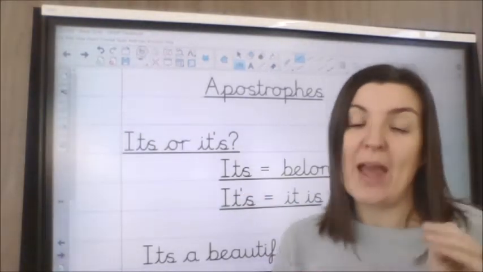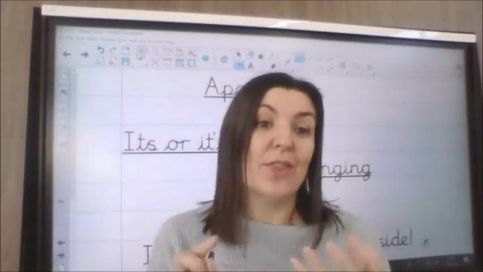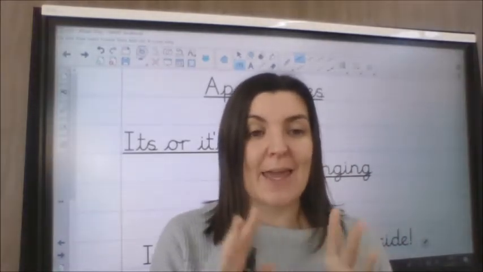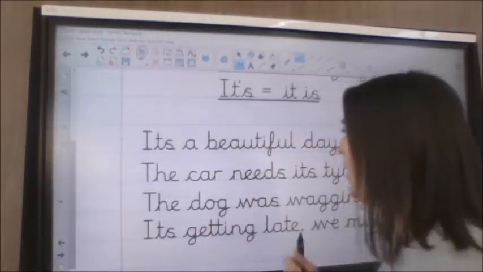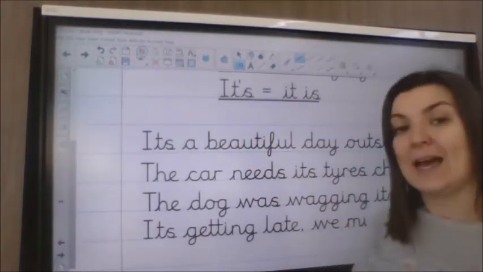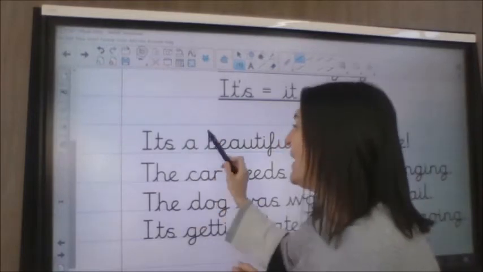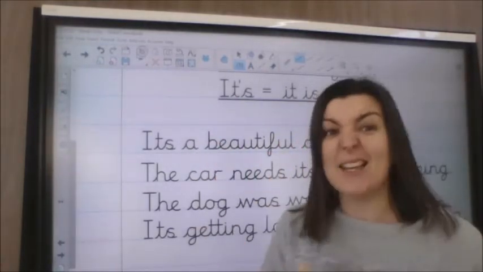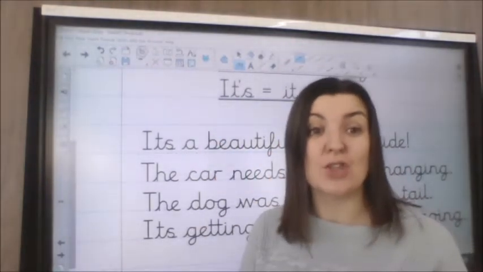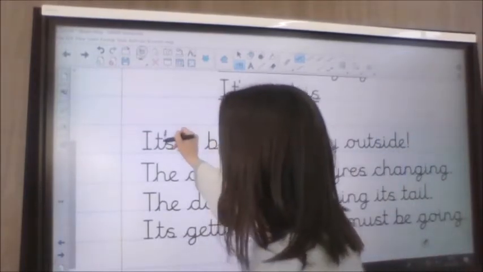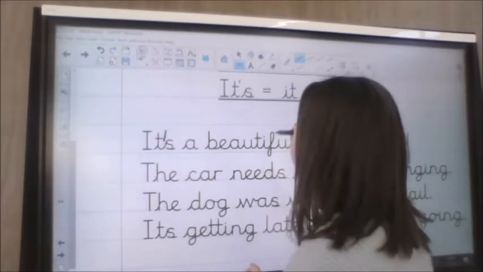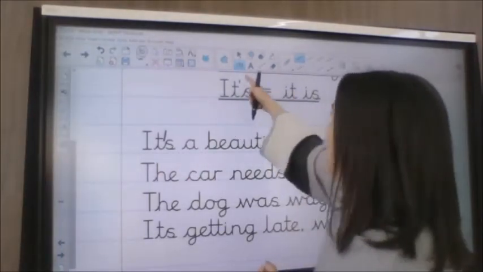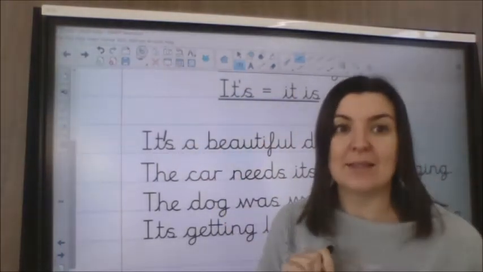So the best way when you're trying to figure out whether it needs an apostrophe or not is to say it is in the sentence. So for example, this first one, it's a beautiful day outside. If I take the it and I say it is a beautiful day outside, yeah, that still makes sense, doesn't it? So it would go in there. So it's a beautiful day. It is, and remember it's with an apostrophe means it is.